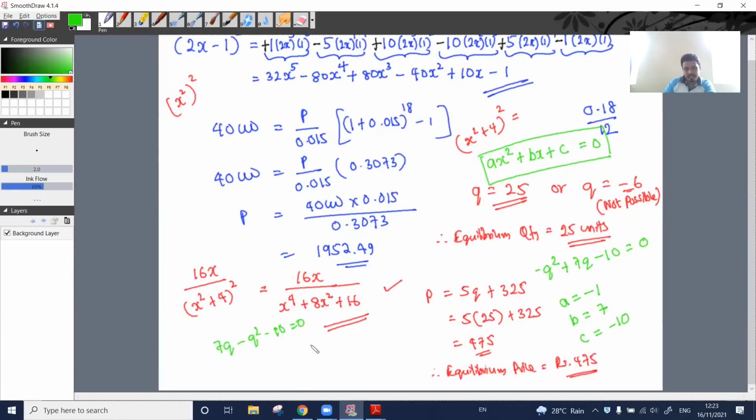So what goes wrong for this student? They took 7 as the a value, which is wrong. They took minus 1 as the b value, which is wrong. They took minus 10 as the c value. This is wrong. Because of this, the final answer will be wrong. That is why it is better to rearrange it in the standard form of a quadratic equation. Then you can clearly see what the a, b, and c values are. Right?